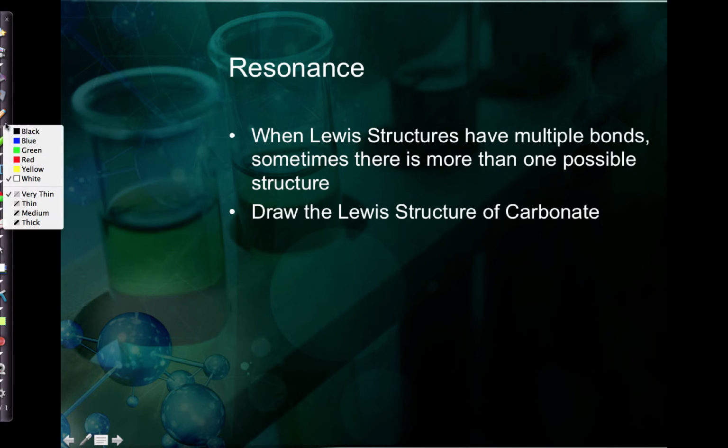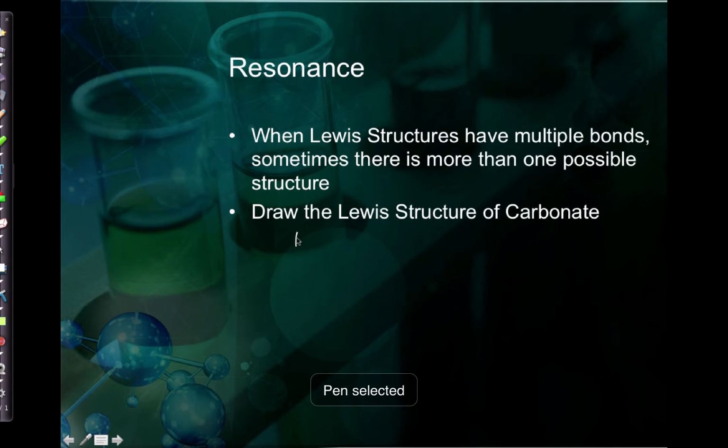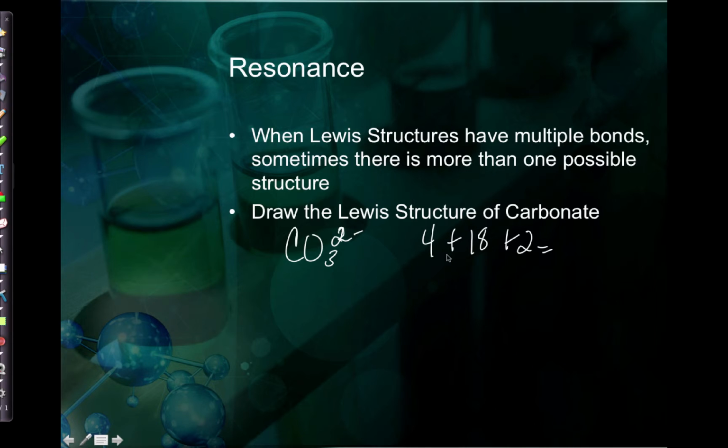So let's look at an example. Let's look at carbonate, which is CO3 with -2 charge. All right, so when I look at this, let's go ahead and figure out how many electrons we have. So we're going to draw the Lewis structure. So carbon has 4 electrons, oxygen has 6 times 3, so that would be 18, plus the 2 for the -2 charge. So it's going to be 24 electrons.